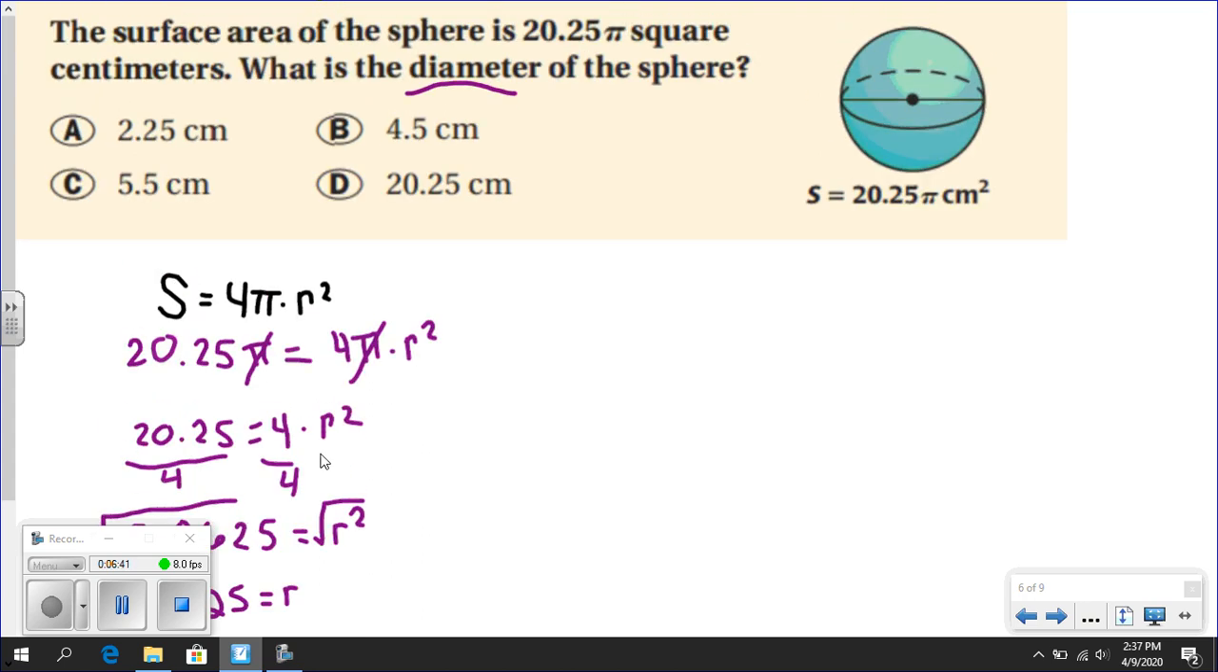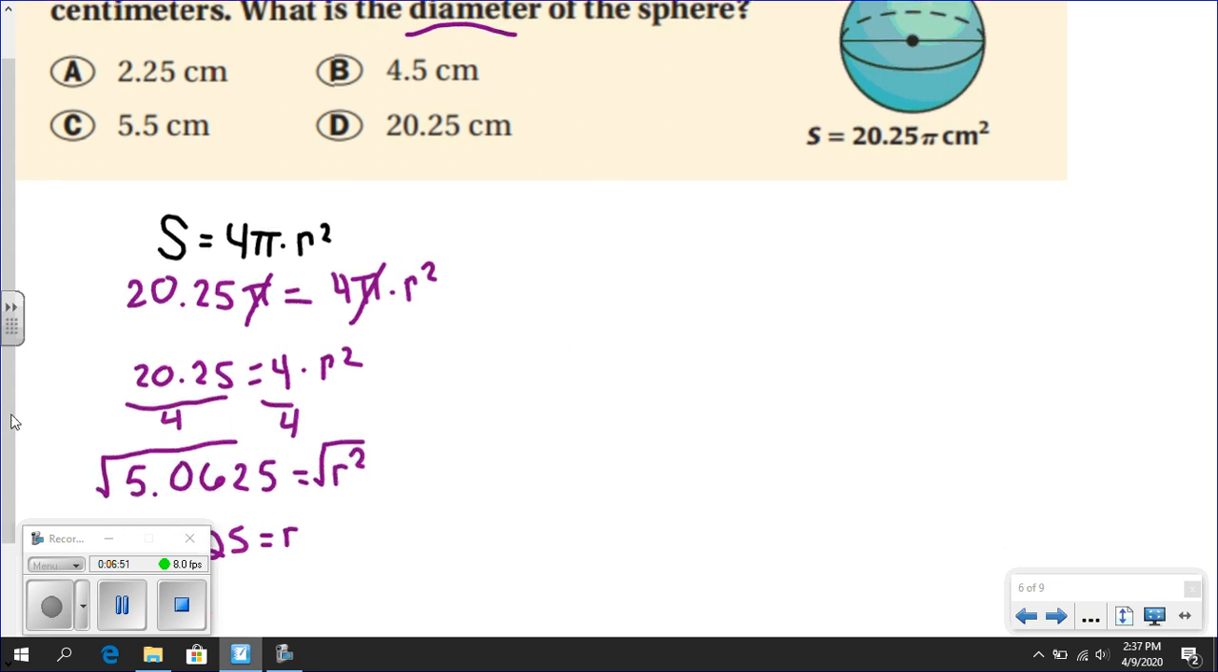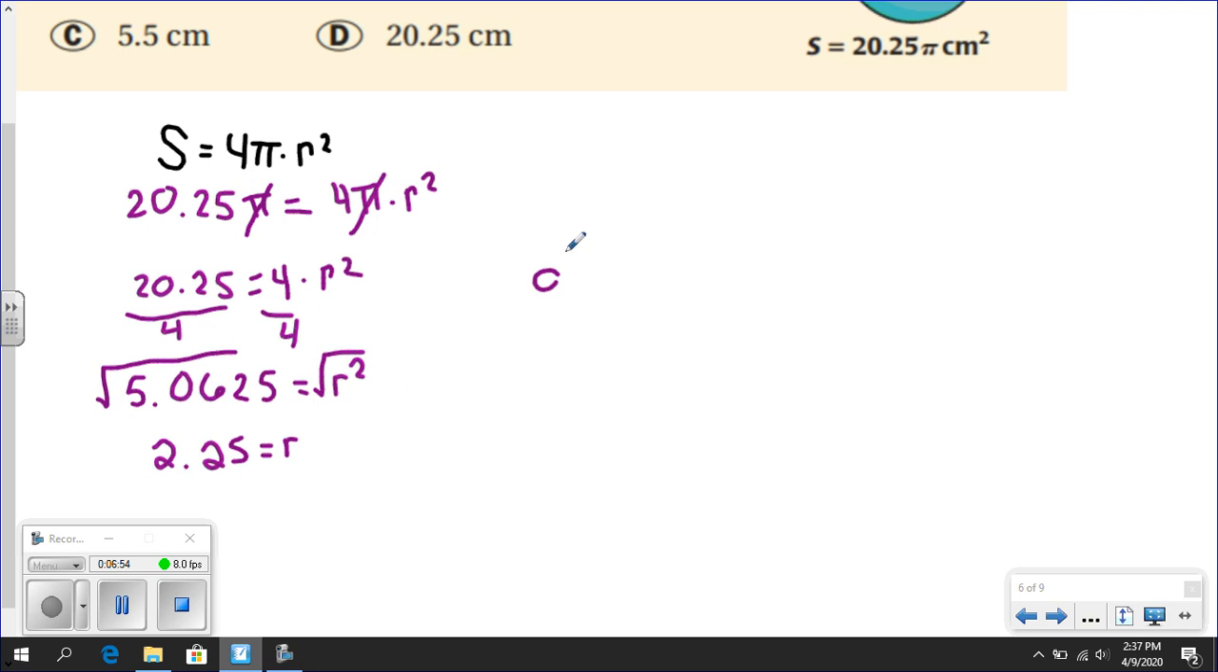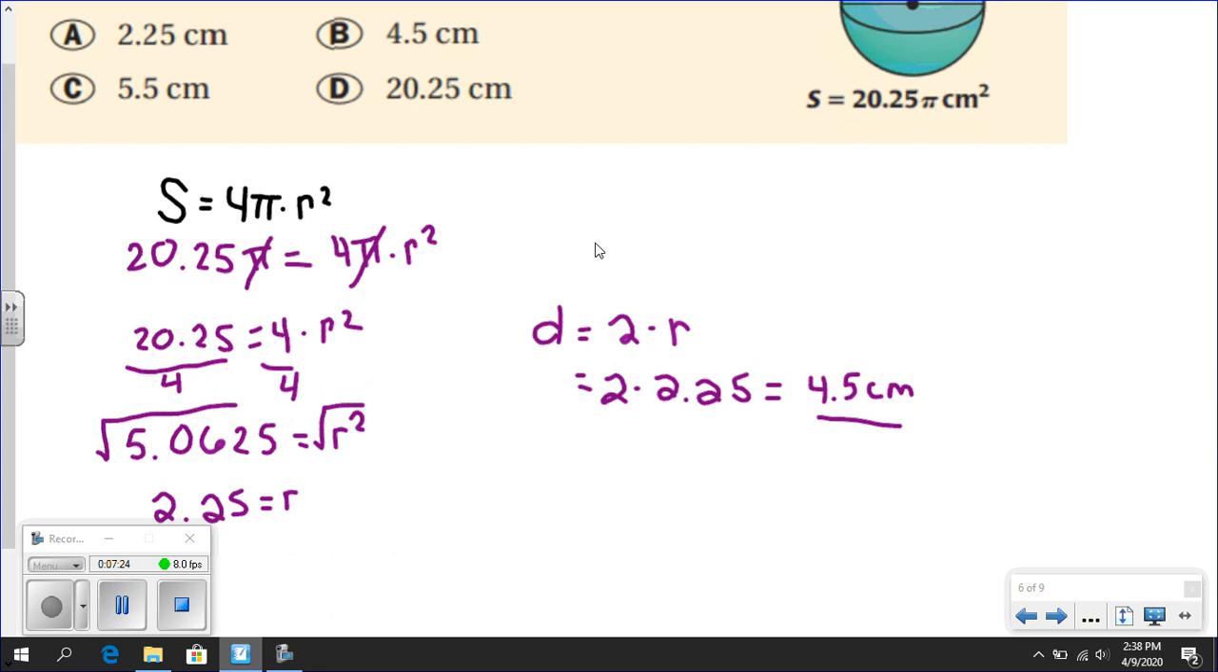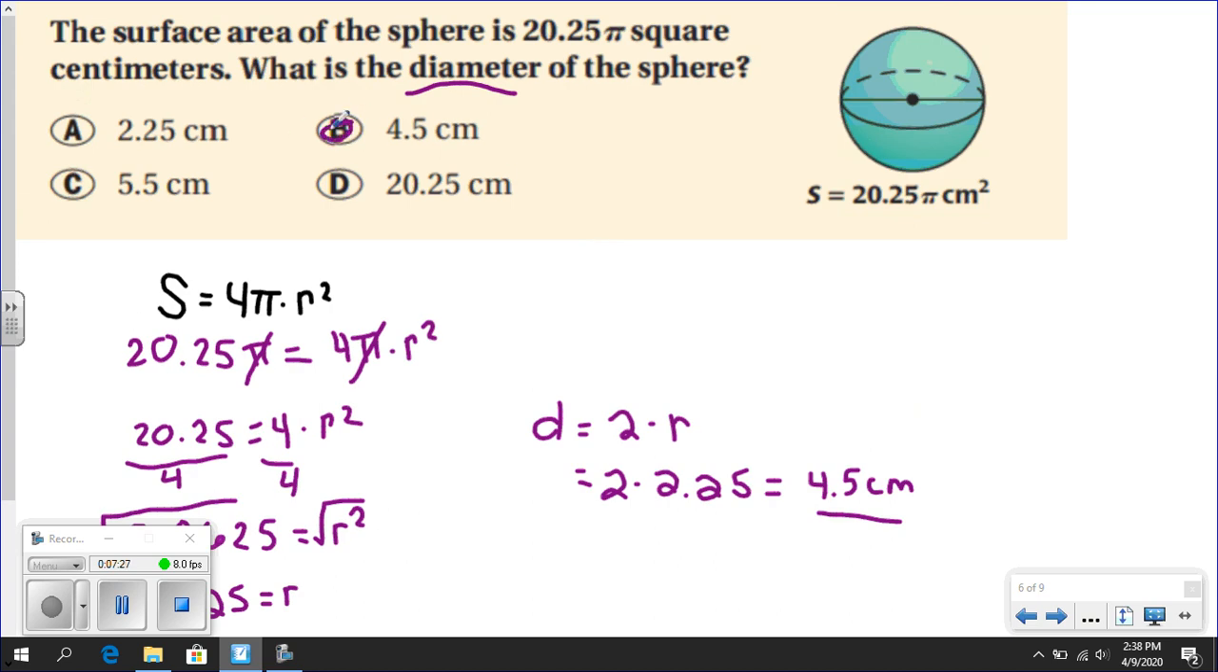Now if I look up here, I see that 2.25 is an answer choice. This is a trick question though, so remember we're trying to find the diameter, not the radius. And we know that diameter is equal to 2 times the radius. So all I need to do is just double this number. So 2 times 2.25 is equal to 4.5. And we're in centimeters. That is my answer. So if I go up to the top here, we see that as answer choice B.